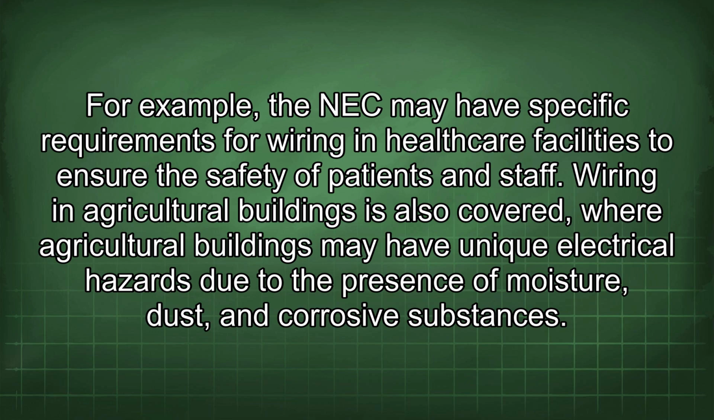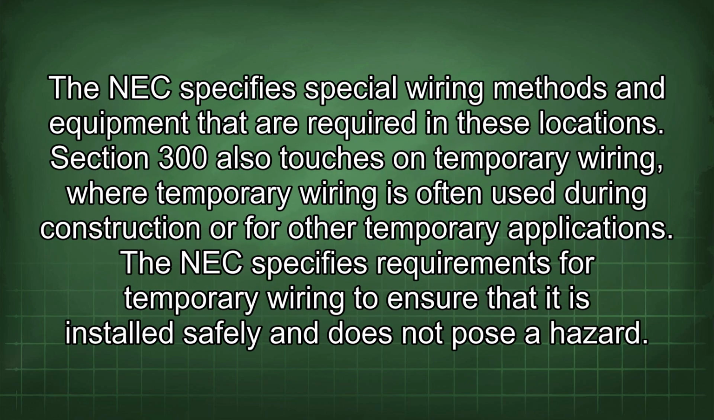Wiring in agricultural buildings is also covered, where agricultural buildings may have unique electrical hazards due to the presence of moisture, dust, and corrosive substances. The NEC specifies special wiring methods and equipment that are required in these locations.